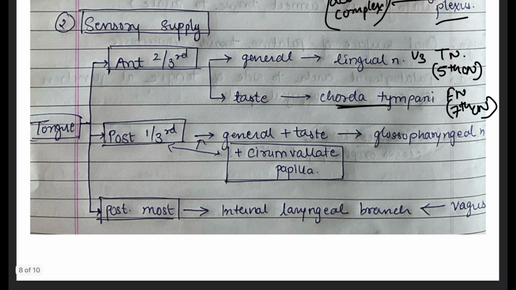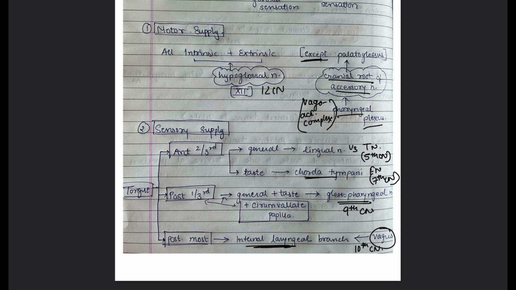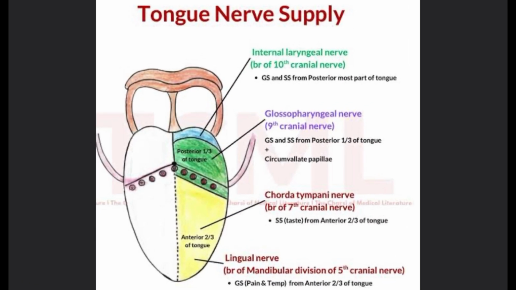Now the posterior 1/3 along with circumvallate papilla, both the general and taste sensations are by the glossopharyngeal nerve, which is the 9th cranial nerve. And the posterior most part is by the internal laryngeal branch of the vagus nerve, that is the 10th cranial nerve. Okay, let's look at this image so you can understand it very easily.